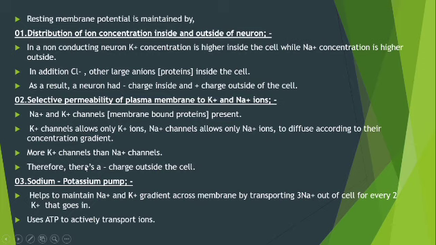The sodium-potassium pump helps to maintain the sodium and potassium gradient across the cell membrane by transporting 3 sodium ions out of the cell for every 2 potassium ions that go in. This uses ATP to actively transport these ions.